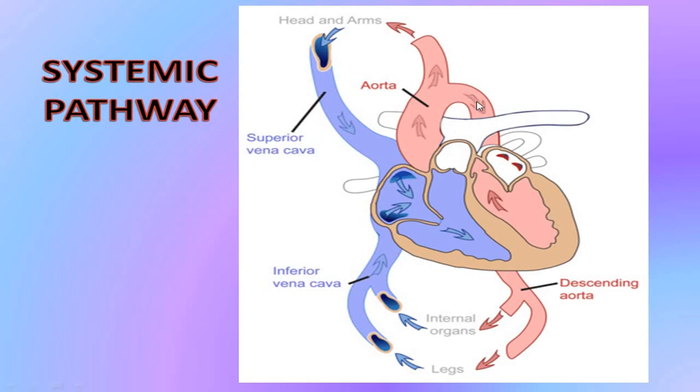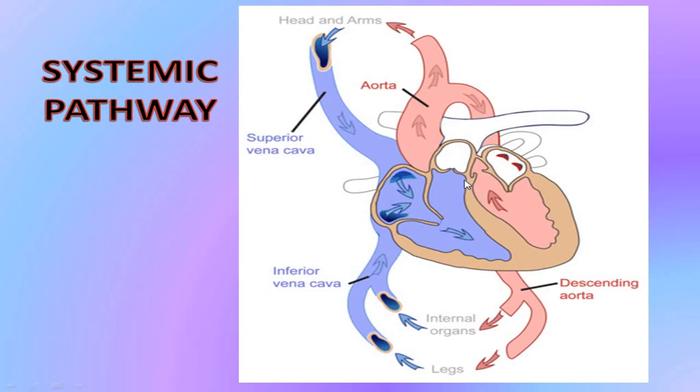The aorta then breaks up into arteries and arterioles, which supply blood to all parts of the body. Arterioles break up into capillaries. Capillaries then fuse to form venules. Venules form veins, and veins fuse to form the inferior vena cava from the lower part of the body and the superior vena cava from the upper part of the body. Both the superior and inferior vena cava open into the right atrium. From the right atrium, blood is pumped into the right ventricle.